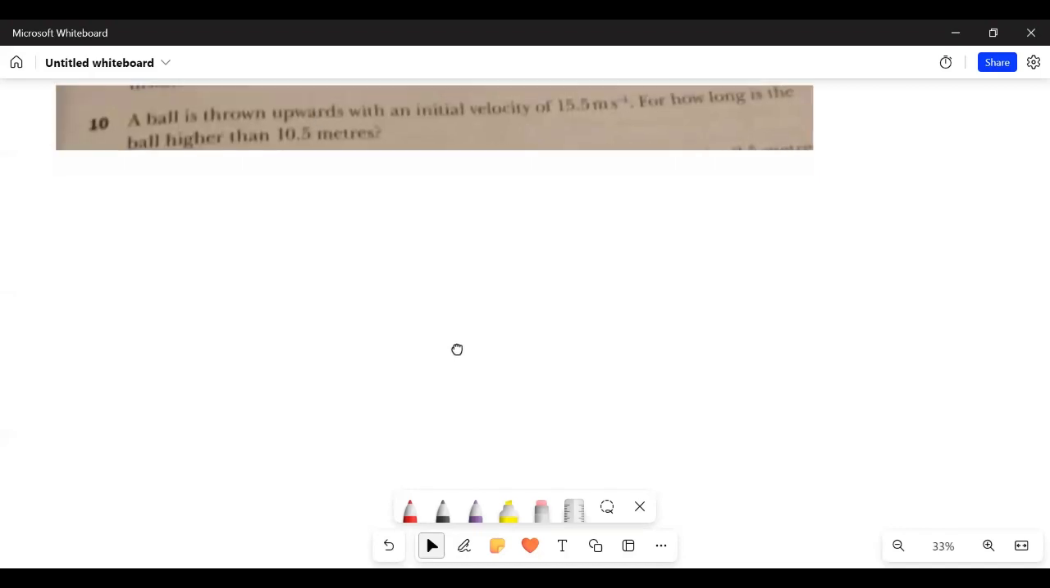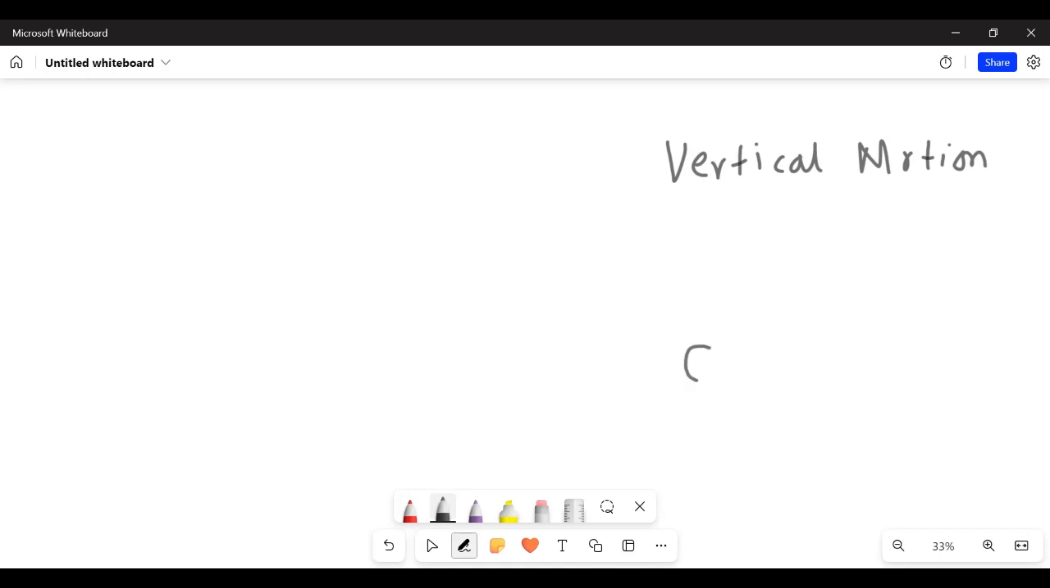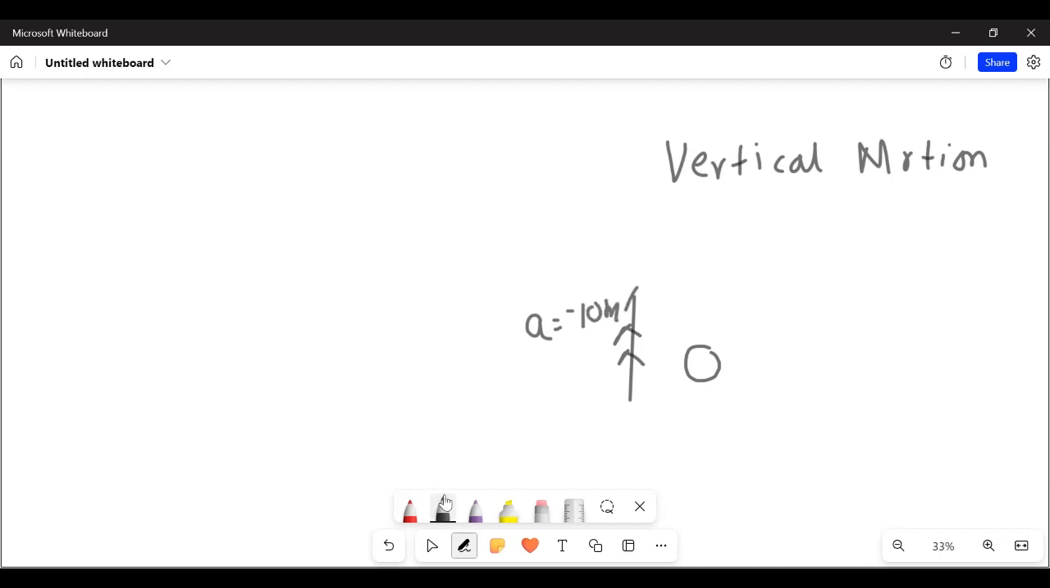Before we dig into this question, let's quickly revise what we talked about with respect to vertical motion yesterday. So this is motion under the effect of gravity. There's no other resistance acting on the object. So if there's an object which has been thrown upwards, then we know that the acceleration in the upward direction is minus 10 meters per second.